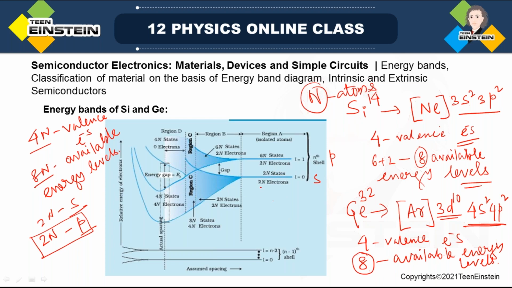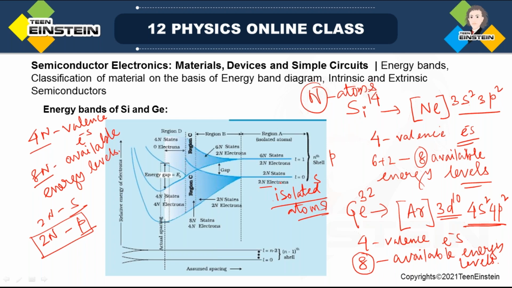All P states have the same energy, and all S states have the same energy. So in the beginning, 2n electrons are in the 2n S states and 2n electrons are in the 6n P states. This is the case for isolated atoms, where you have discrete energy levels. This is region A, of isolated atoms. Now, if you bring the atoms closer to each other, then what happens?